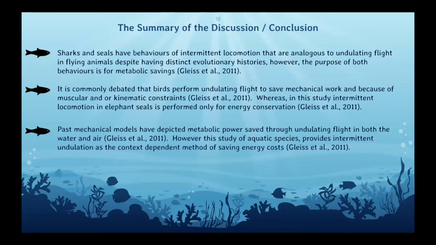To summarize the discussion, we see that sharks and seals have behaviors of intermittent locomotion that are analogous to undulating flight in flying animals, despite having distinct evolutionary histories. However, the purpose of both behaviors is for metabolic savings.